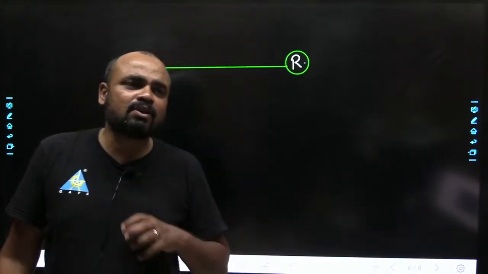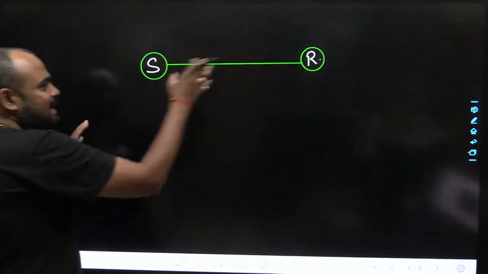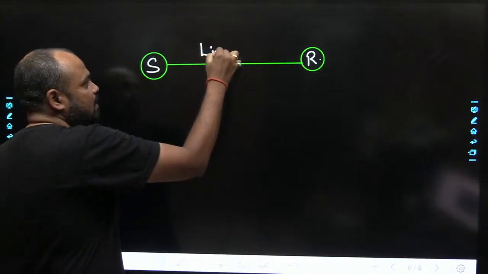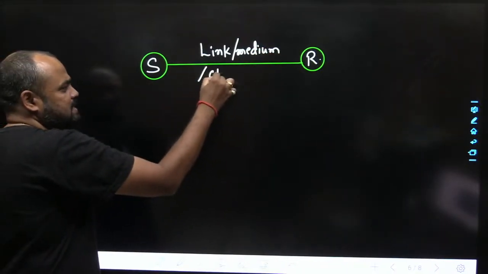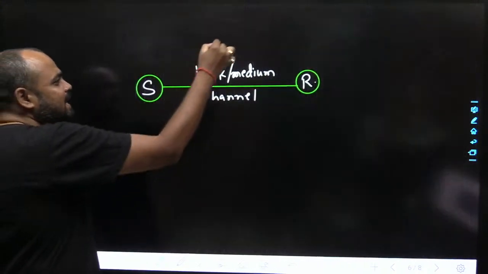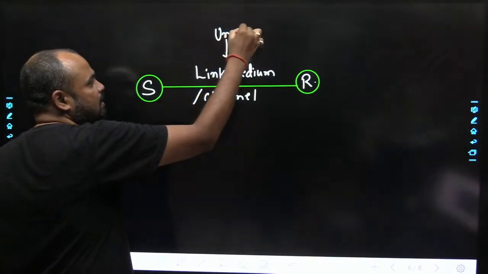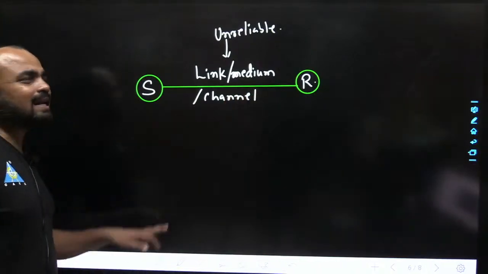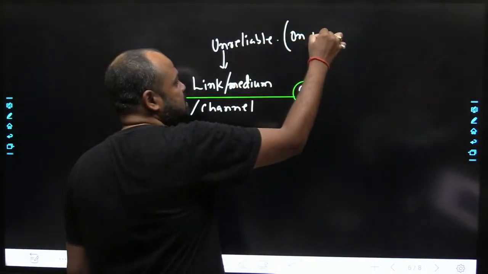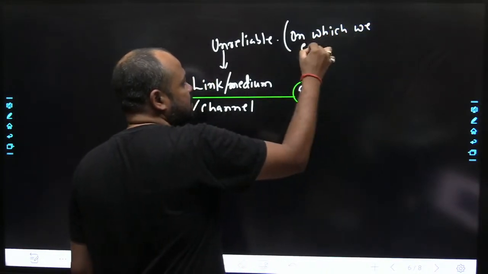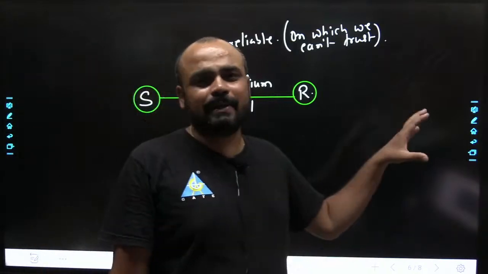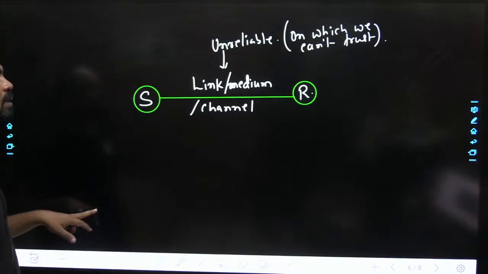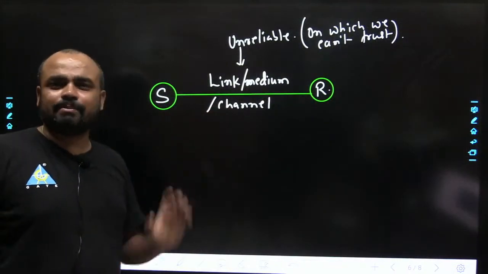So in general, if you are talking about the roadways, just try to think about it. The roadway is never reliable. Say between sender and receiver, this is the link, or you can say medium, or you can say channel, whatever you like. So this particular link is an unreliable link. Unreliable means one on which we can't trust. Once you look in a dictionary, the simple meaning given is 'on which we can't trust.' So if the medium is unreliable, we cannot trust the medium.